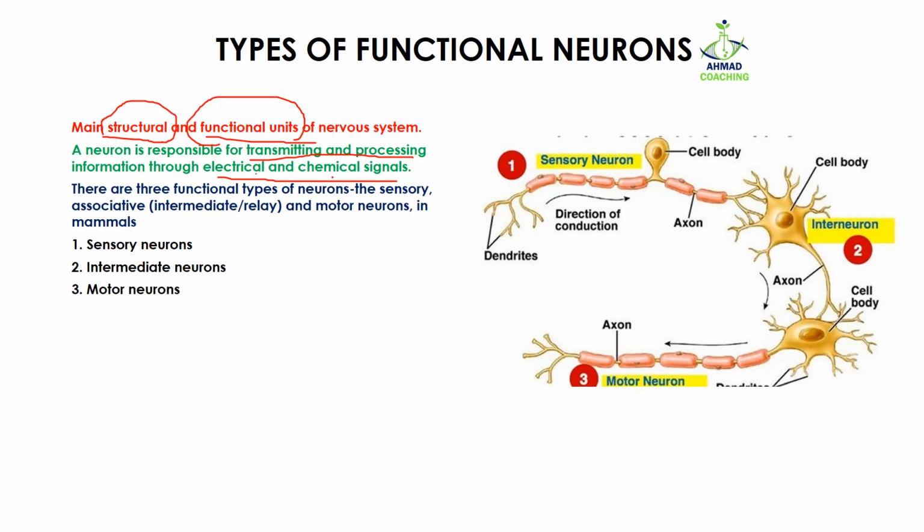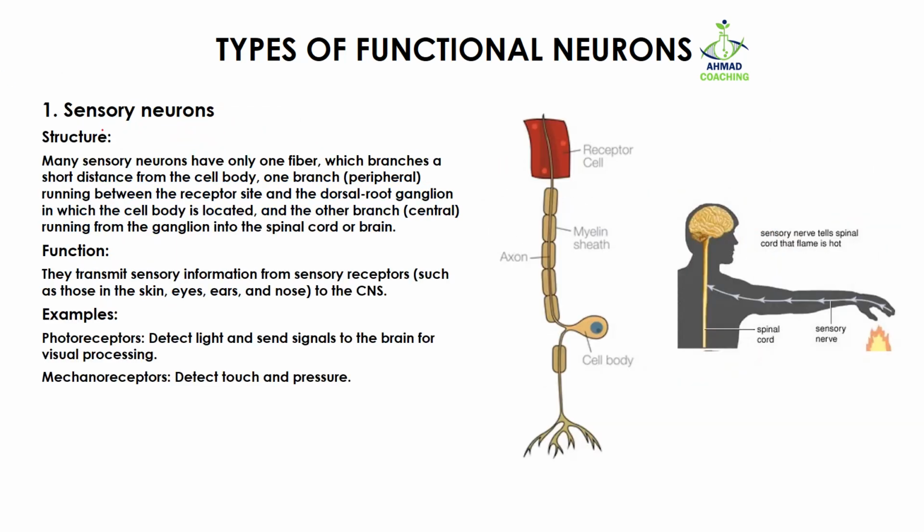If you talk about the functional types of neurons, we have three different functional types, including sensory neurons, intermediate neurons, and motor neurons. Let's talk about all these one by one. First of all, we have the sensory neuron. Sensory neuron comes from the word sense, which means to feel something. So sensory neurons are the neurons which are related to sensory information, or related to feeling something.